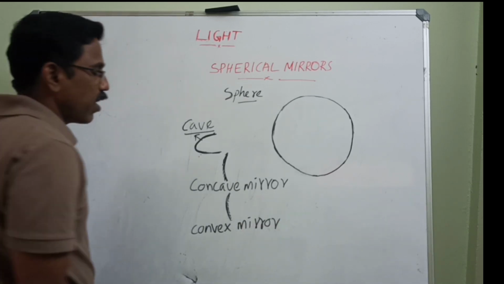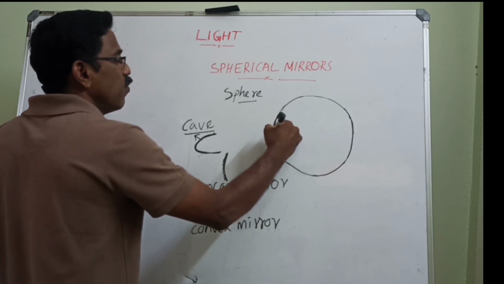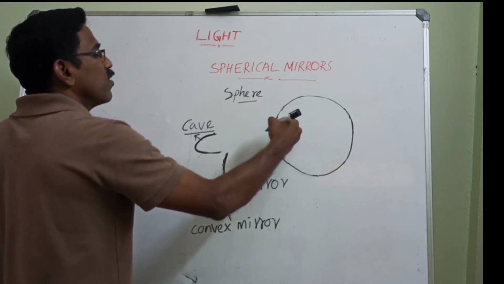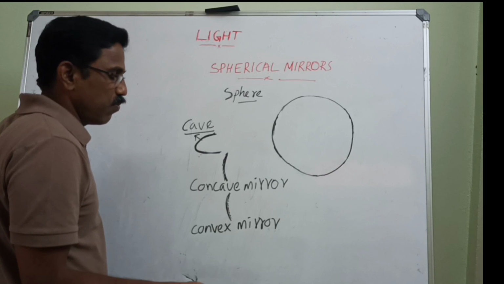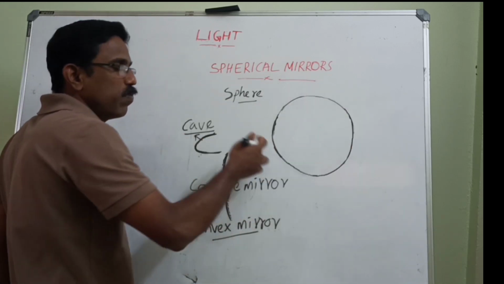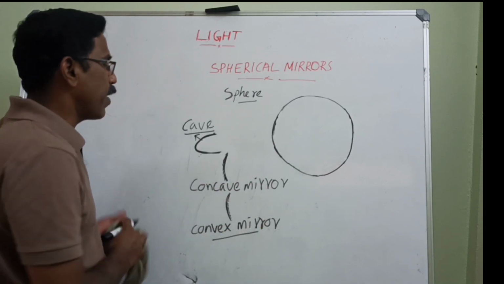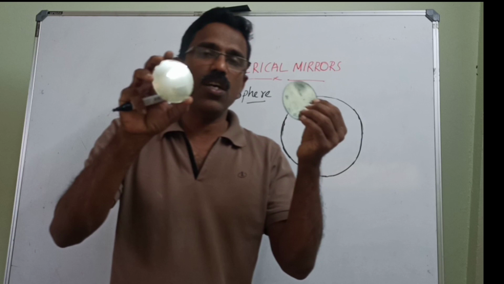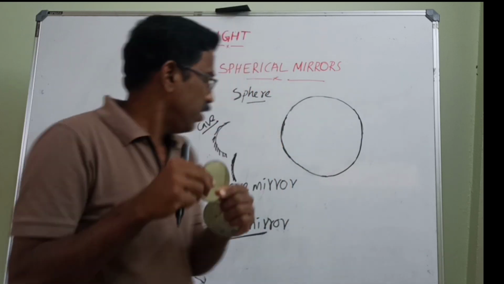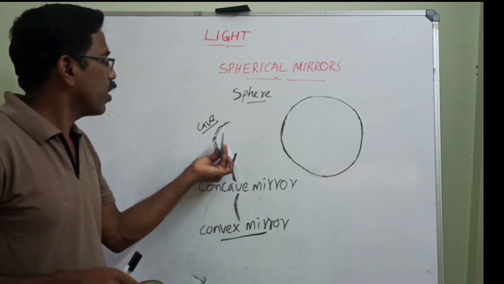What is a convex mirror? In the case of a convex mirror, the inner surface is silvered and the outer surface is the reflecting surface. So there are two types of spherical mirror, that is concave mirror and convex mirror. Yes, you can see here two mirrors. This is a convex mirror and this one is a concave mirror.